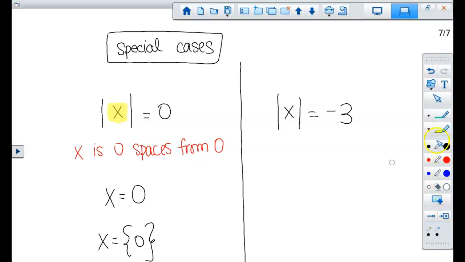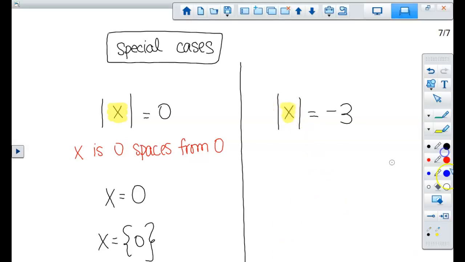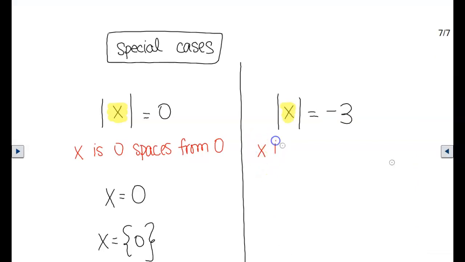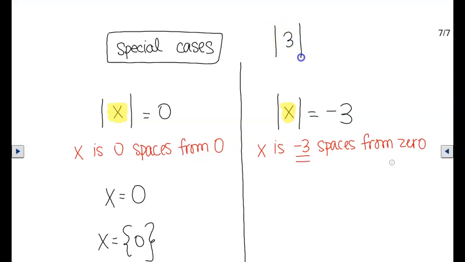Now on the second one, I'm taking the absolute value of x, and negative 3 is my answer. So this says that x is negative 3 spaces from 0. Negative 3 spaces. So here's where I need you to stop and think a minute about the way absolute value works. If I take the absolute value of a positive 3, I get 3, because positive 3 is 3 spaces from 0. If I take the absolute value of negative 3, I also get 3.